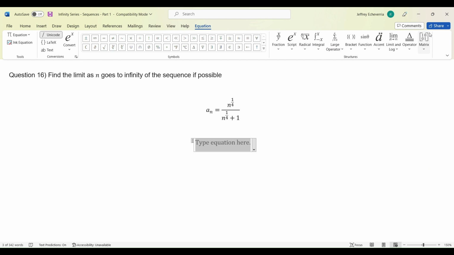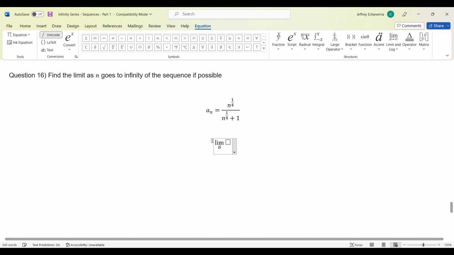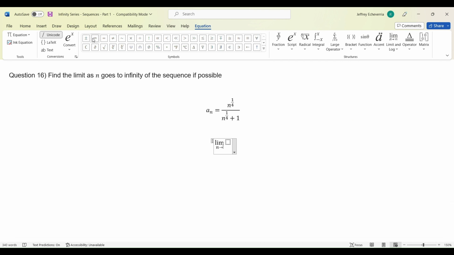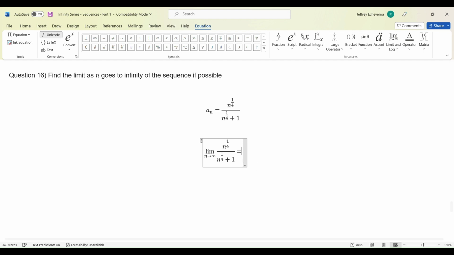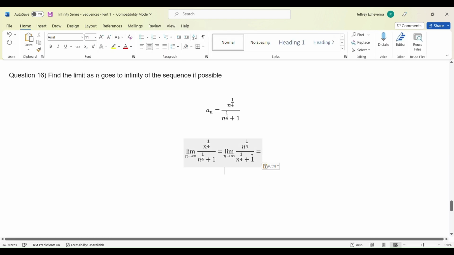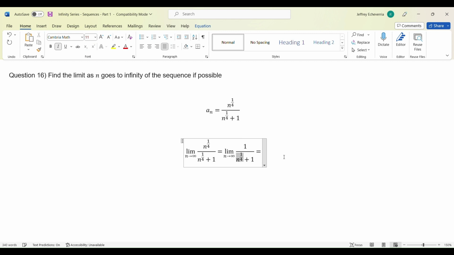For question 16, find the limit as n goes to infinity of the sequence if possible. So let's do that. So as n goes to infinity of the sequence of what we have here. Now let's make this easy by dividing n to the 1/4 to top and bottom. Which finally just gives us 1 as the final answer.